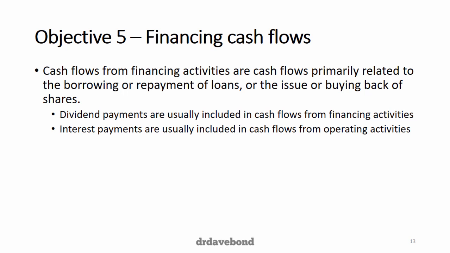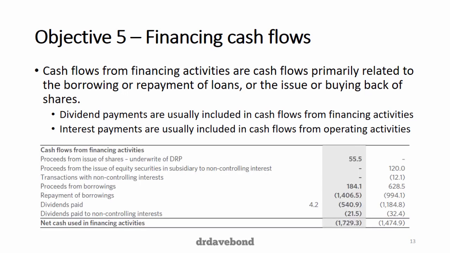Now, just to be careful, the rules around how these are categorized allow for companies to make other choices. So they don't always have to end up in the activities that we've just identified here. So interest payments could end up in financing. They could end up in investing activities. So just when you're reading the cash flow statement, just be aware of that. In this particular case, dividends paid are included in financing activities.